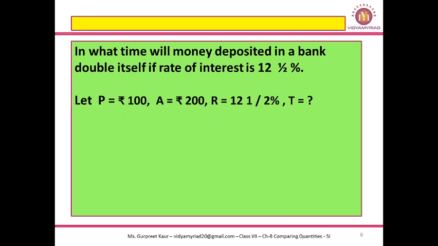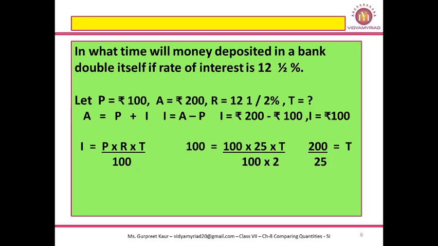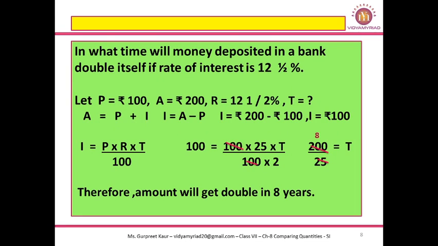Now we don't know the interest. What is the interest? The gap between the principal and the amount is your interest, that is 100 rupees. Put it into the formula. You will get your answer as 200 upon 25. When you reduce it to its lowest term, it will be 8. So amount will be double in 8 years.